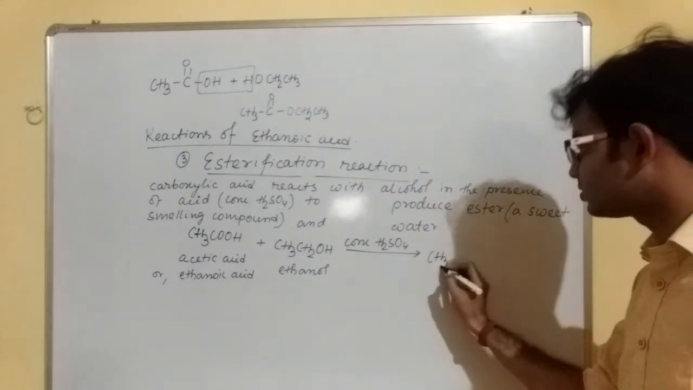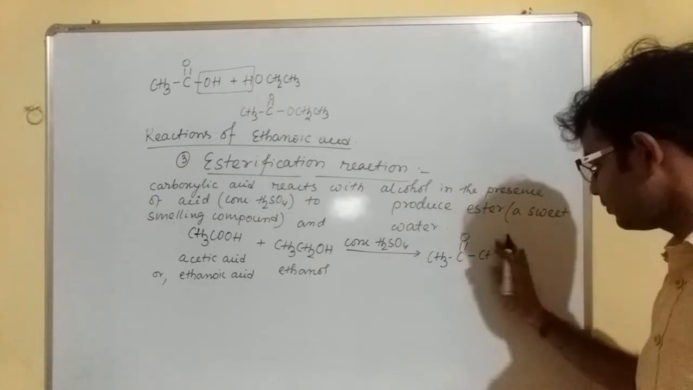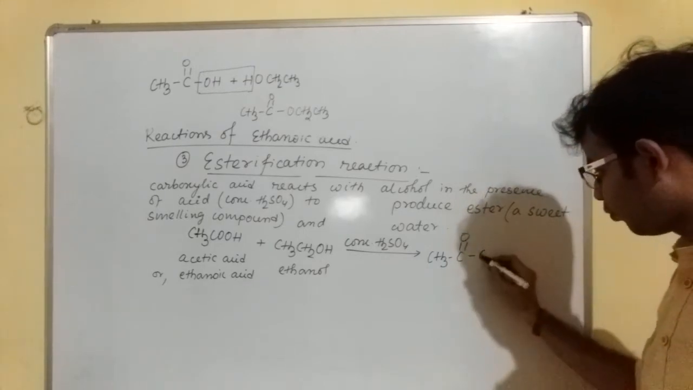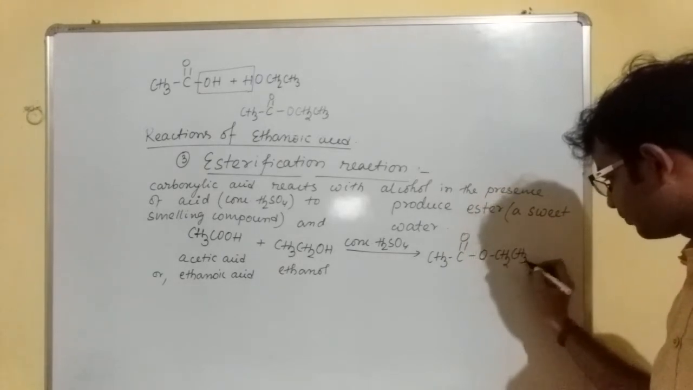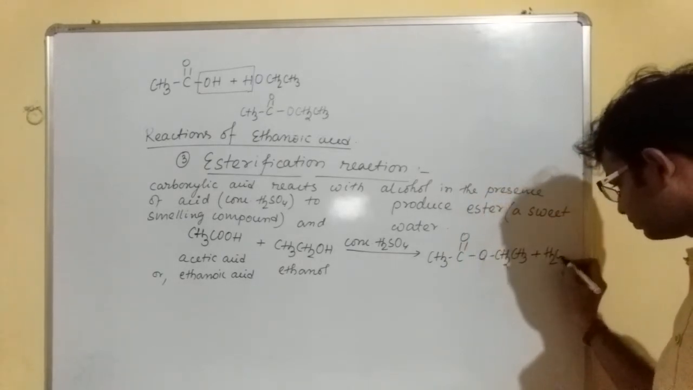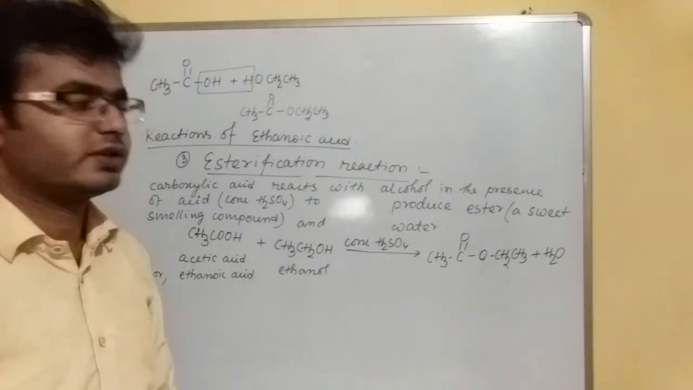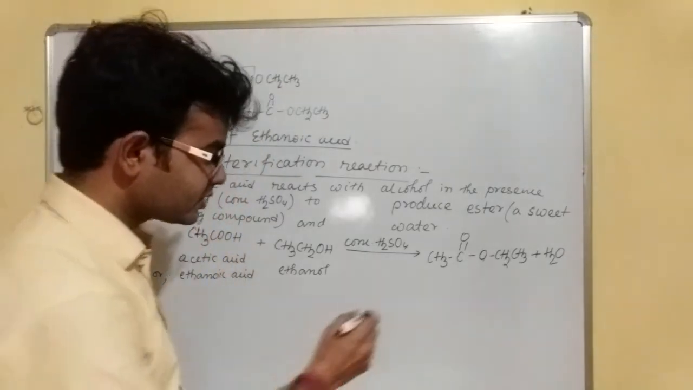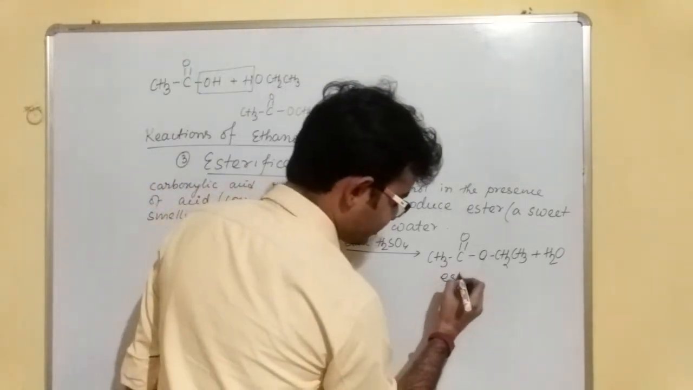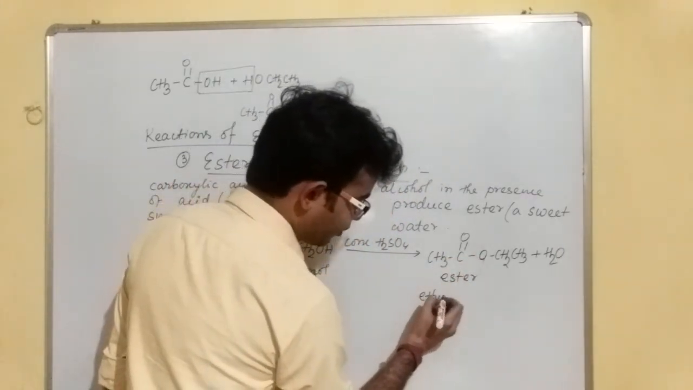Here it is CH3 C double bond O, C double bond O CH2 CH3 plus H2. ठीक है, CH3 C double bond O CH2 CH3 plus H2. So this will be the product. So here this compound is ester. Name of this compound is ethyl ethanoate.